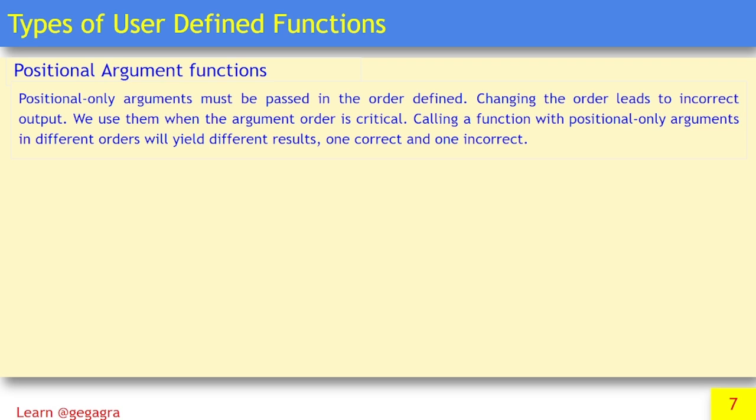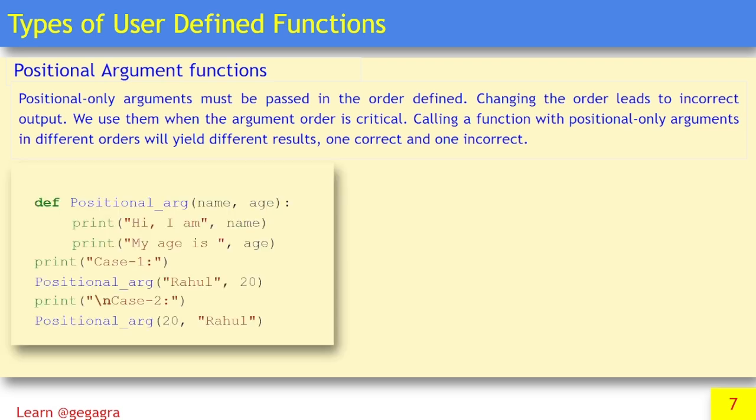Suppose x, y and z are the parameters inside the user defined function, and you pass 10, 20 and 30. Then the first parameter will have the first value, that is 10, the second parameter will have the value 20, and the third parameter will have the value 30. So corresponding parameter and corresponding values.